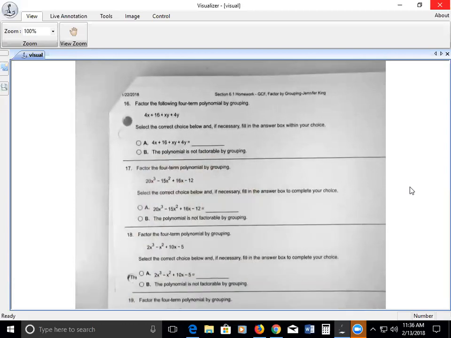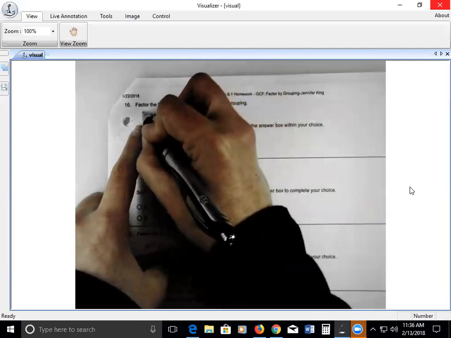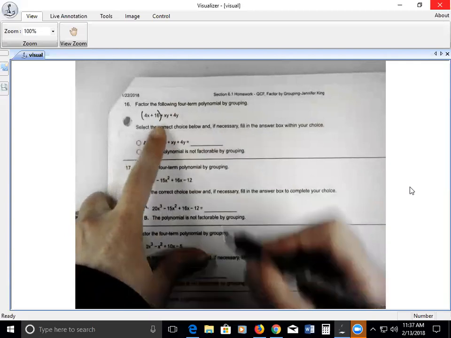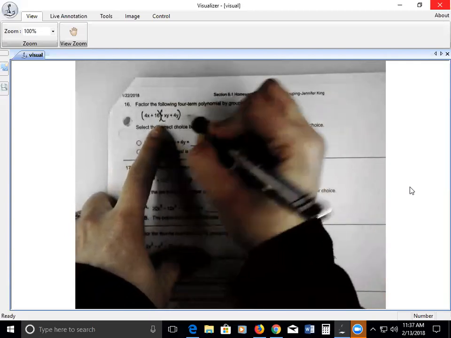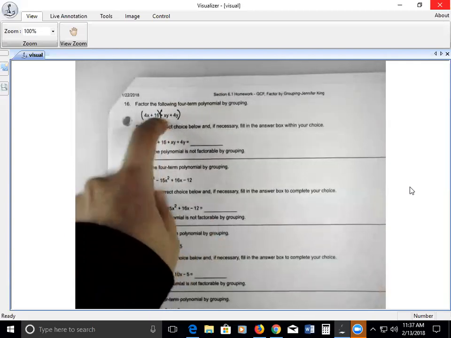So 16. First step, we recognize 4 terms are present. If 4 terms are present, we're going to factor by grouping. We're going to place parentheses around the first 2 values, and parentheses around the third and the fourth value. Make sure you include the sign of the third value.